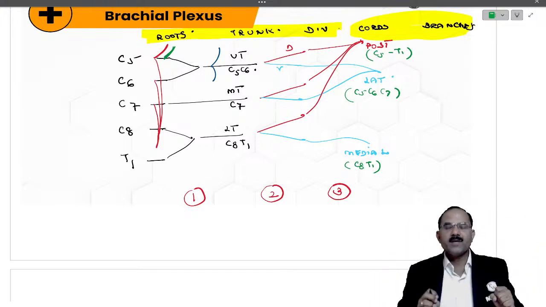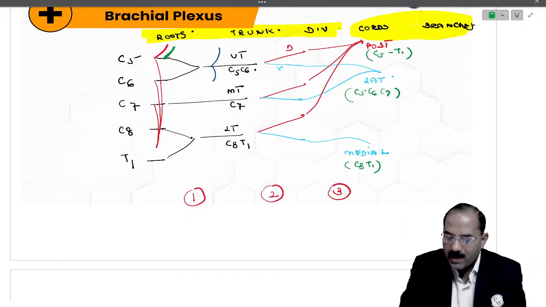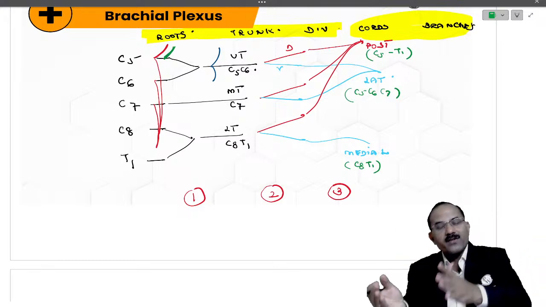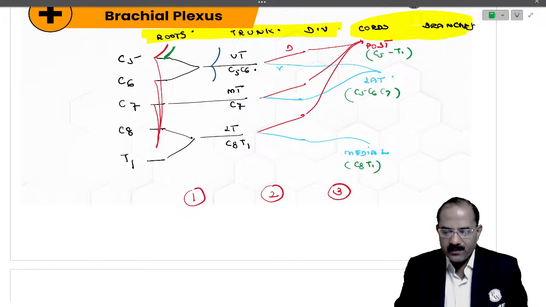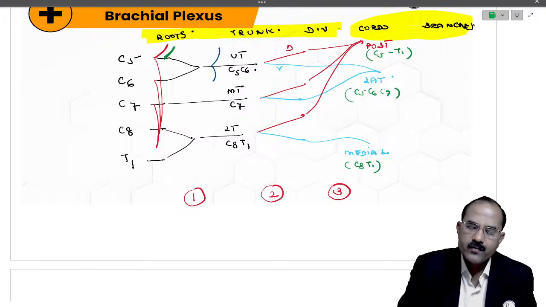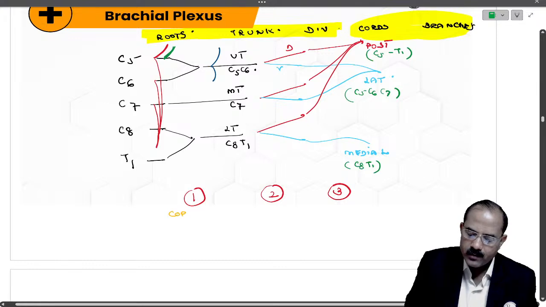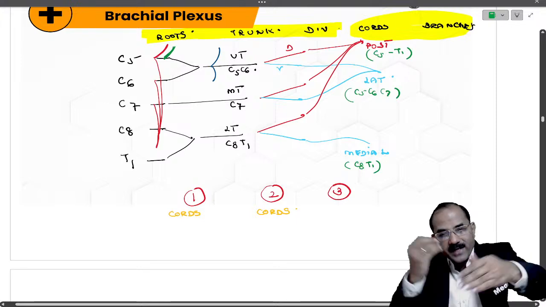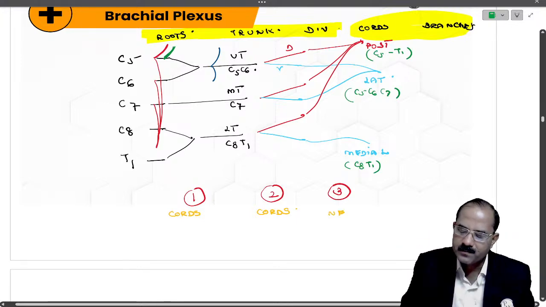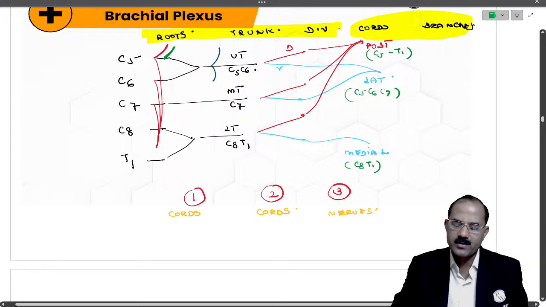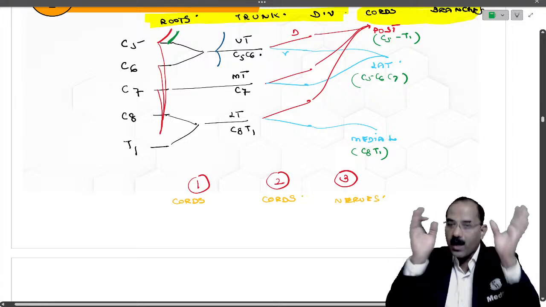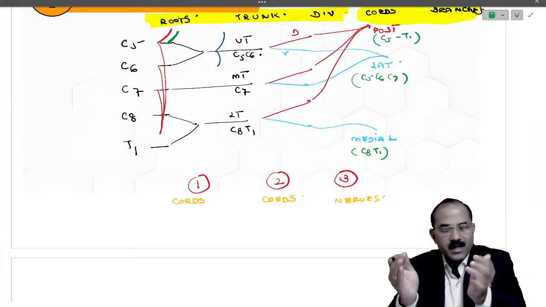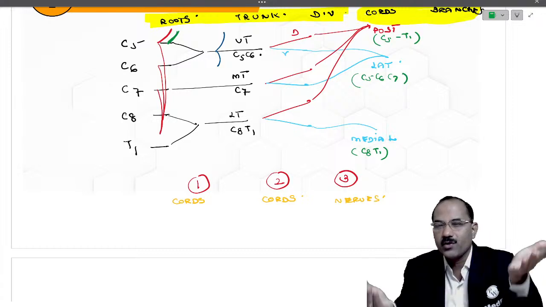So tell me now, in which part of the axillary artery do we get the cords, and in which part do we get the nerves? Come on, answer this. We get the cords in the first part and the second part. And in the third part of the axillary artery, what do we get? The nerves, the branches. Look, what is in the axilla? Only cords and nerves. The cords are present in the first and second part of the axillary artery, and the nerves are present in the third part.